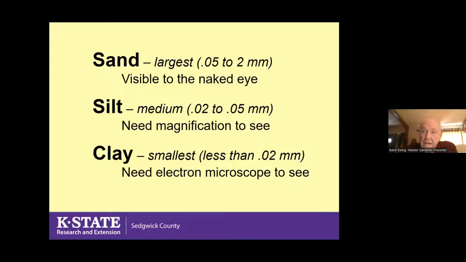Of course, the sand is the larger particles. Some of those maybe are large enough that you can actually see them with the naked eye. The silt particles are much, much smaller than the sand. It takes some kind of magnification to see them. Clay particles are even smaller yet. They actually are so small that you need not only magnification, but you need a special microscope to be able to see the clay particles.